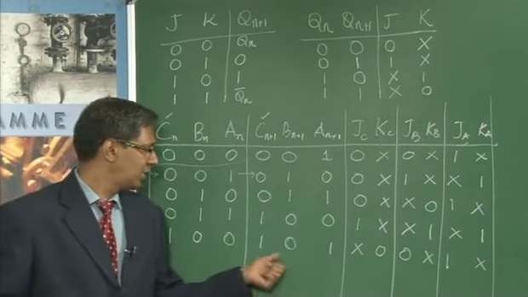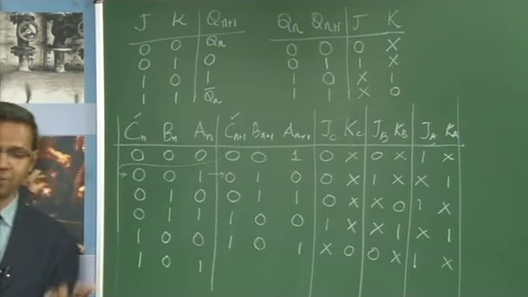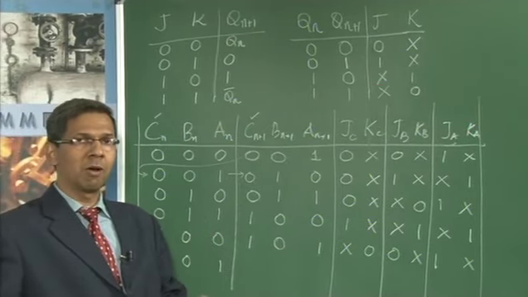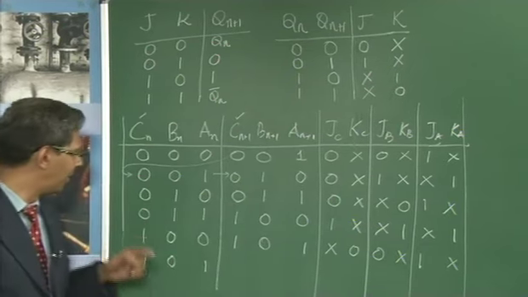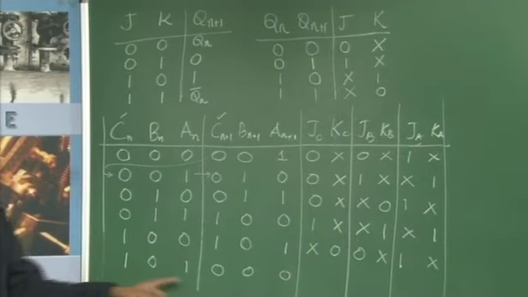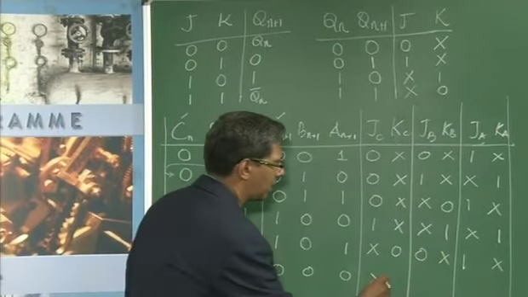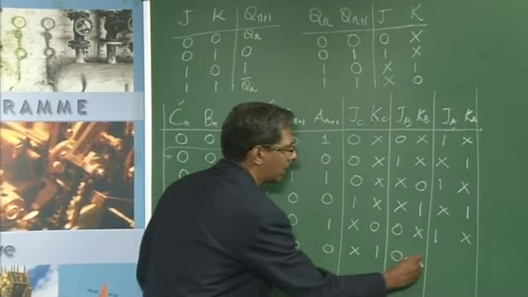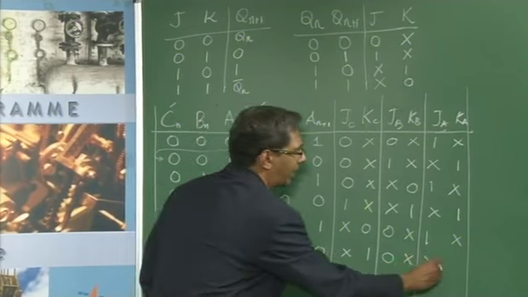Finally, what is the last transition? If the present state is 1 0 1, what should the next state be? Does it have to go from 5 to 6? No, it's a mod 6 counter. It has values from 0 to 5. After 5 it has to go back to 0. So the next state would be 0 0 0. So what are the JK values now? From 1 to 0 it is x1. From 0 to 0 it is 0x, and finally from 1 to 0 it is x1.